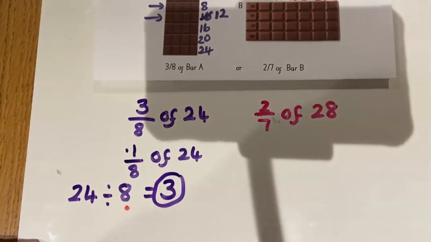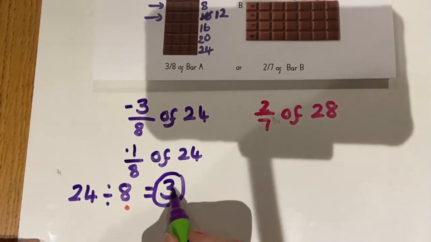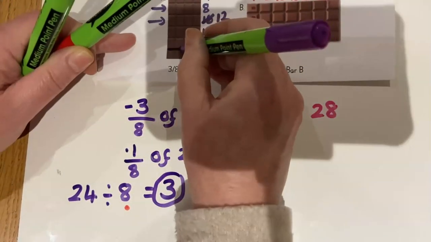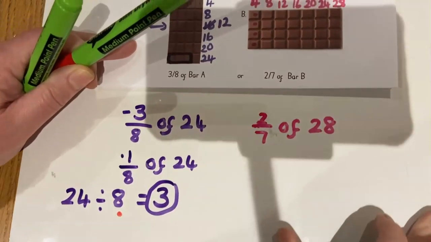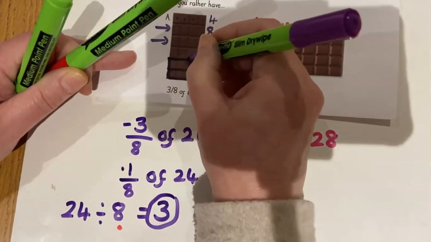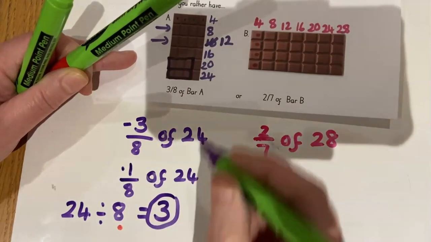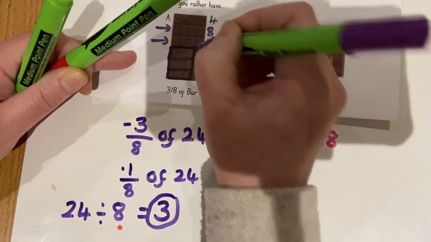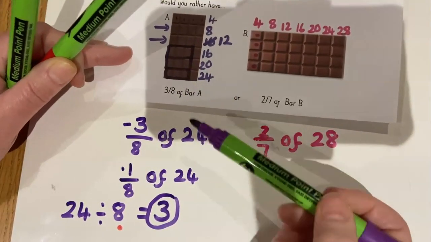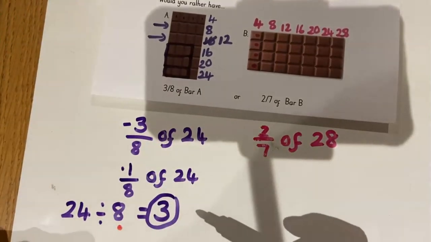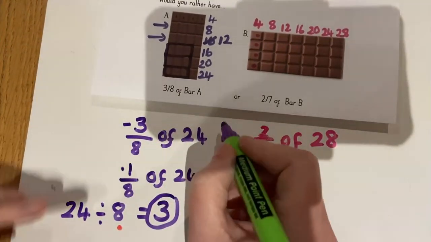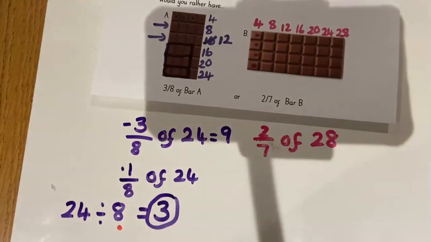So if I had 1/8 of this bar of chocolate, I would get 3 pieces. But I don't want 1/8, I want 3/8. So I'm not going to get 3 pieces. I'm going to get 3 lots of 3 pieces. I'm going to get this 3 pieces, this 3 pieces, and this 3 pieces. So total here, if I choose this bar of chocolate, I'm going to get 9 squares.